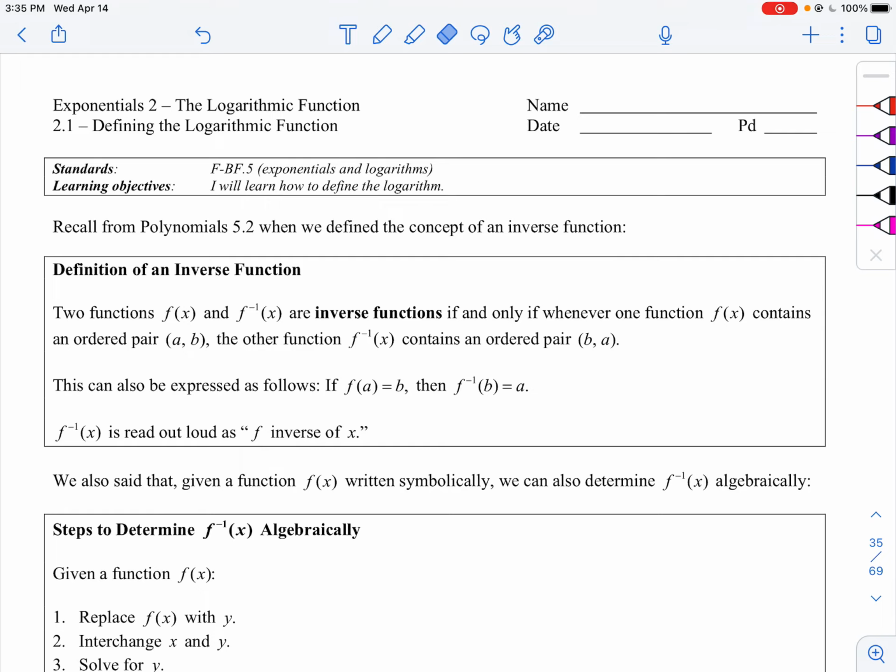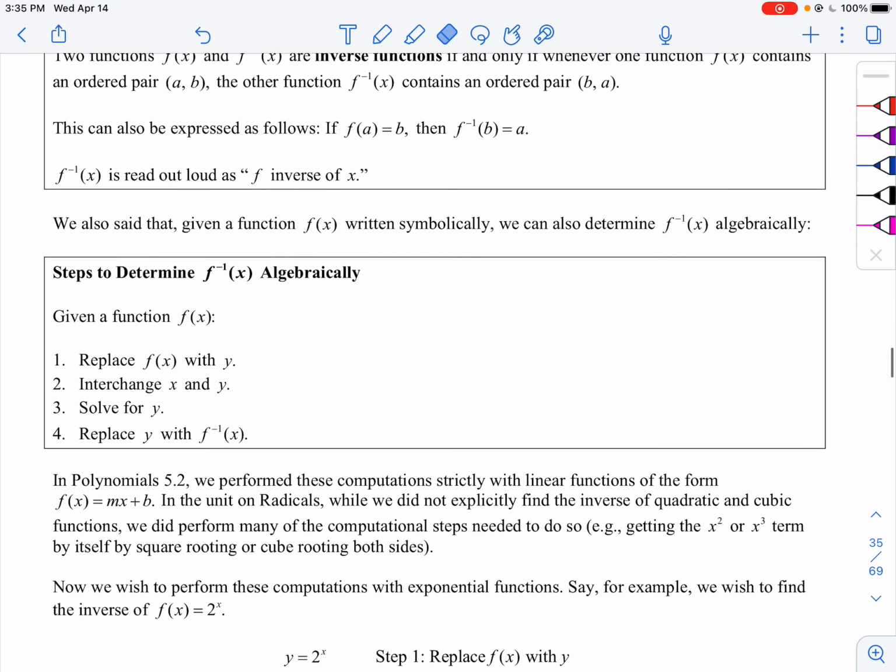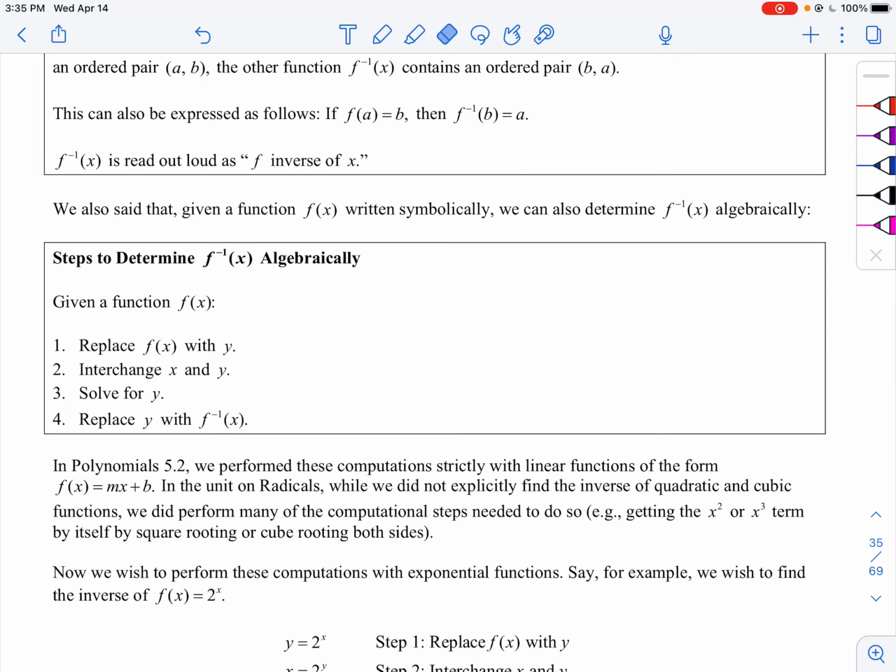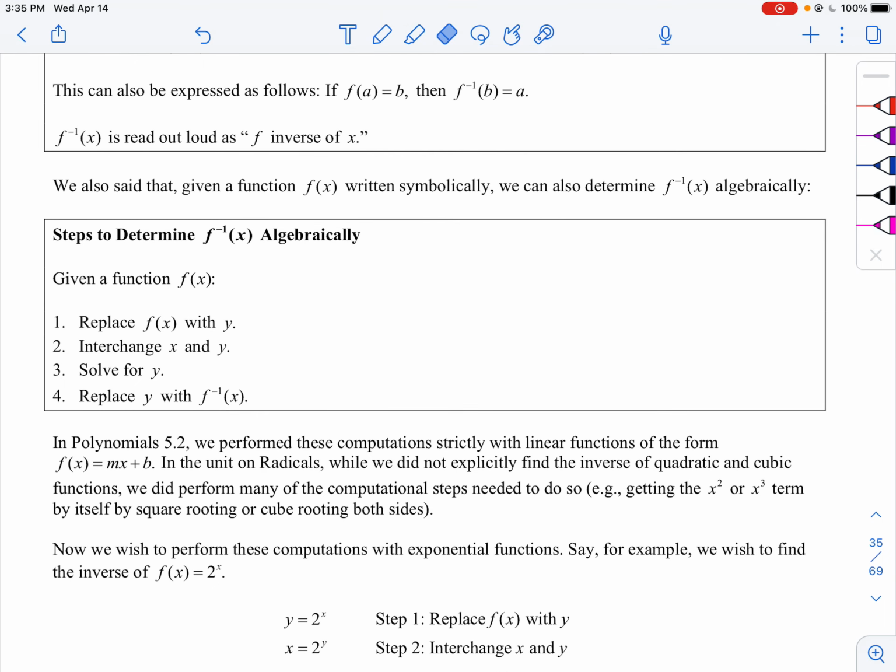Today's lesson is all about exponential and log functions. Alright, so we are going to start with something really familiar. We did this one in the second quarter already. So the inverse of a linear function, and we have 4 steps in doing that.